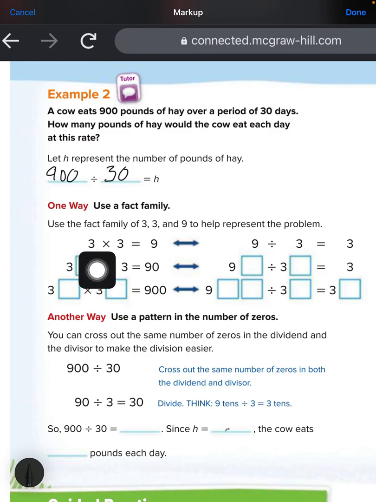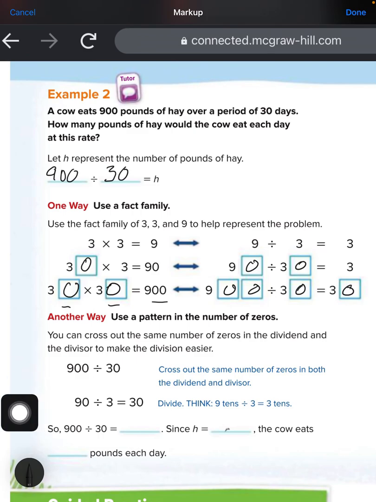So let's talk about the fact family. We know that 3 times 3 is 9, so the opposite must be true. 9 divided by 3 equals 3. Same if we add zeros to all of these numbers. They make fact families. 30 times 3 is 90. Well, then the opposite must be true. 90 divided by 30 is 3. So let's try this one. 30 times 30 is 900. 900 divided by 30 is 30. Notice the pattern of zeros. There's 2 zeros here, 2 zeros in the answer.